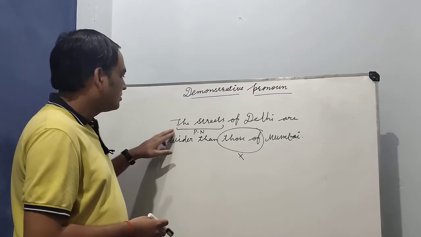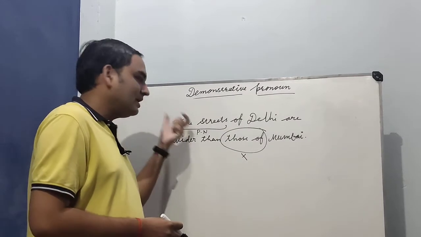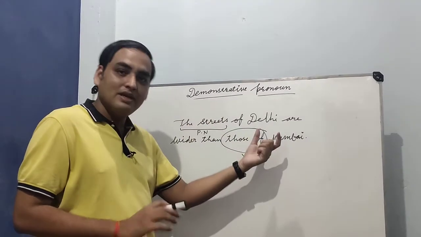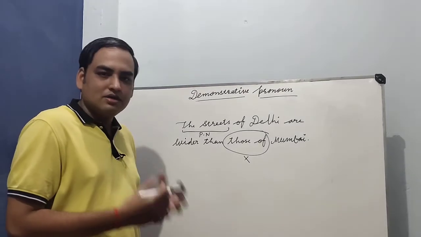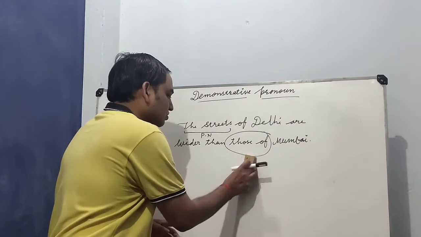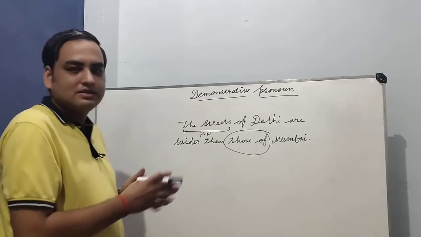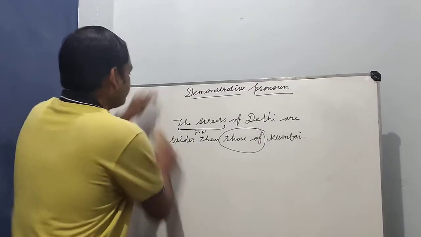explanation here. So "the streets of Delhi are wider than Mumbai" means दिल्ली की जो streets है वो मुंबई से चौड़ी है, wider है, and this will not be a good kind of comparison. Okay, so we have to use here "those of", and this behaves as a demonstrative pronoun.